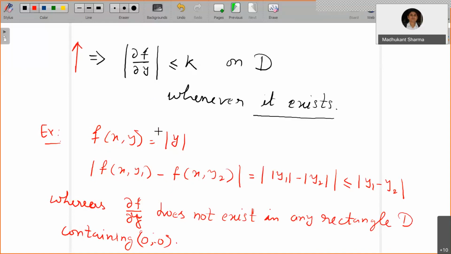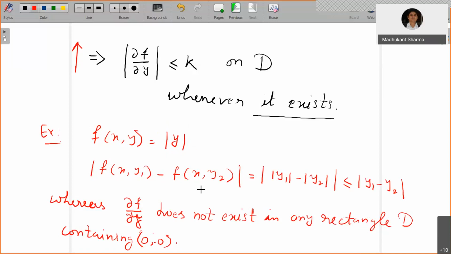And for the right hand side, if you choose mod y, you can show that dou f by dou y does not exist at the origin, near the origin. But the Lipschitz condition is satisfied, so the solution exists and it is unique. Okay, right.